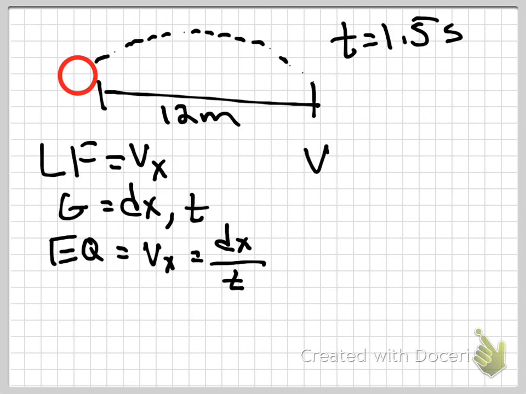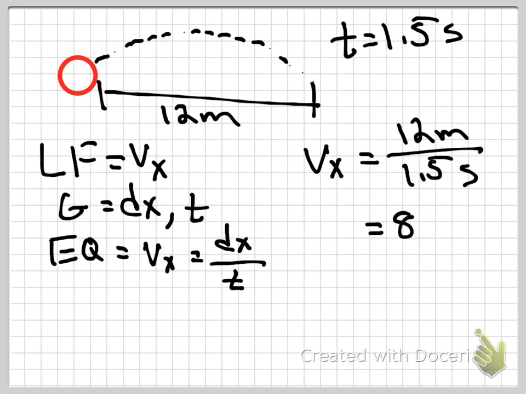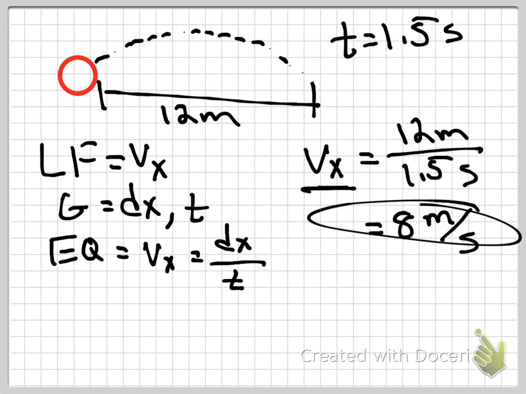So, Vx equals 12 meters divided by 1.5 seconds. That equals 8 meters per second in the x direction. So that means it was hit with 8 meters per second horizontally, and there was still some unknown vertical velocity it was kicked with, but we're not concerned about that because the problem didn't ask for it.